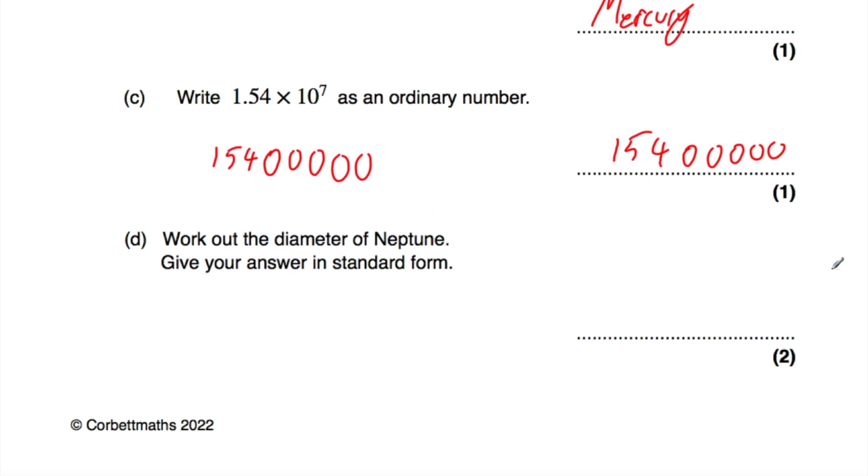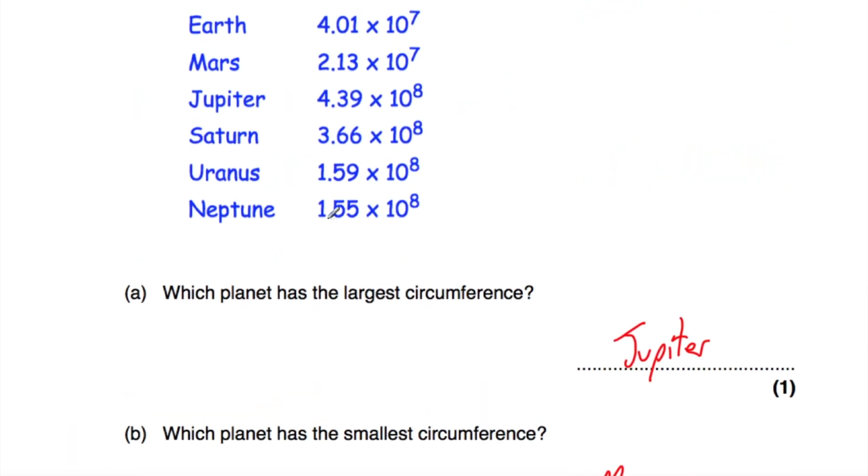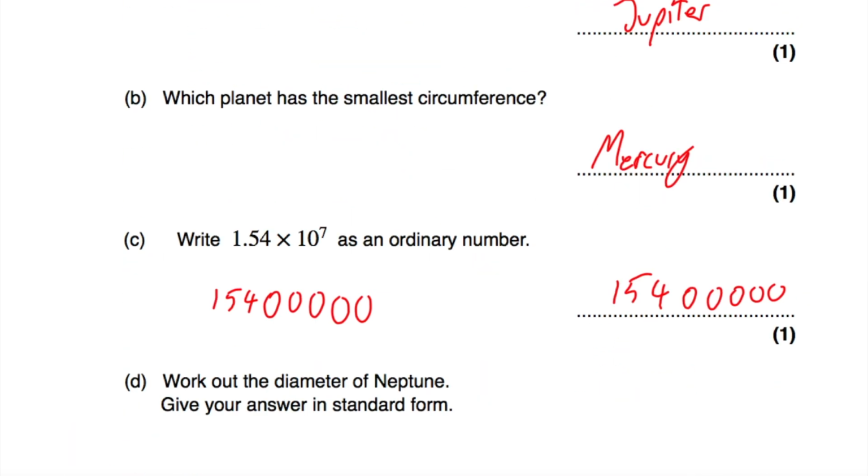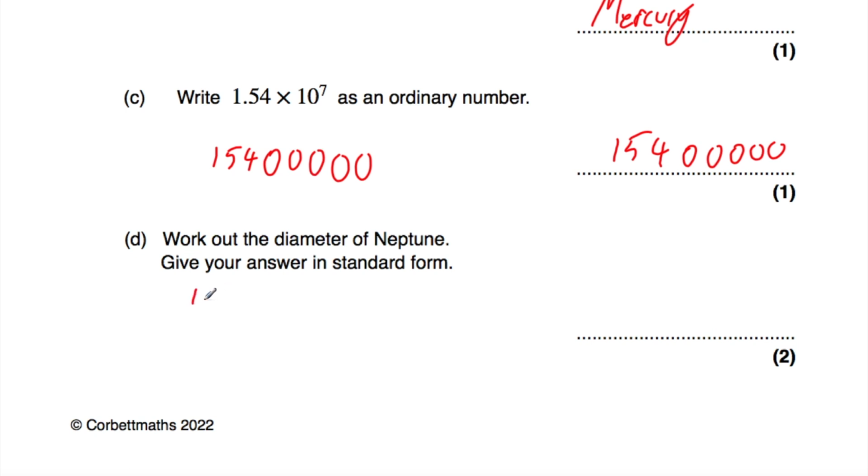So we know the circumference of Neptune. If we go back up, the circumference of Neptune is 1.55 times 10 to the power of 8. That's the circumference. Now we want to find the diameter. So circumference is pi times diameter. To get the circumference, we times the diameter by pi. So we do pi times diameter, and then this would be the answer.